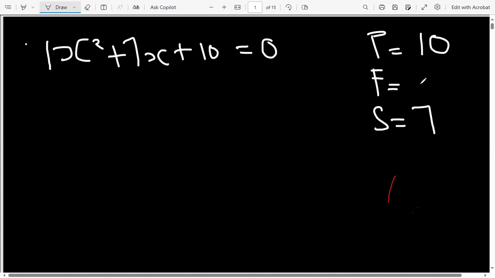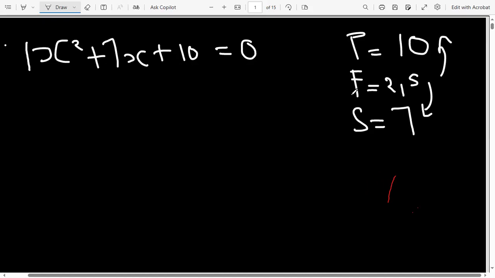Five and 2. Yes, that's correct. So we can use 5 and 2. We see that when we add 2 and 5, we get the 7. And then when we multiply them, we get the 10. So it means those factors work.